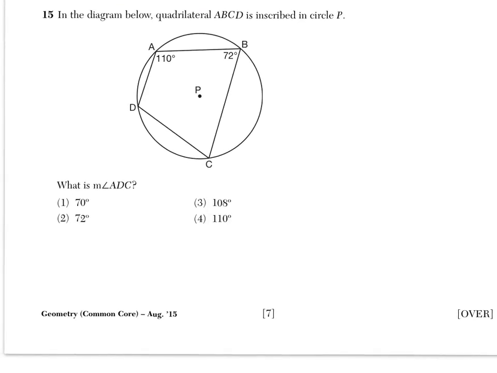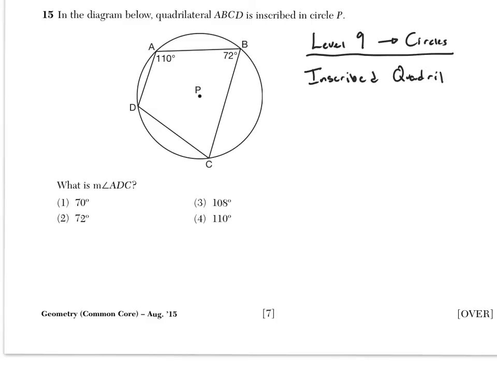15. Okay, so this has a circle with an inscribed quadrilateral. This is a level 9 question because it has to do with circles. And in this question, this is actually about inscribed quadrilaterals. And there was one fact we learned about these.